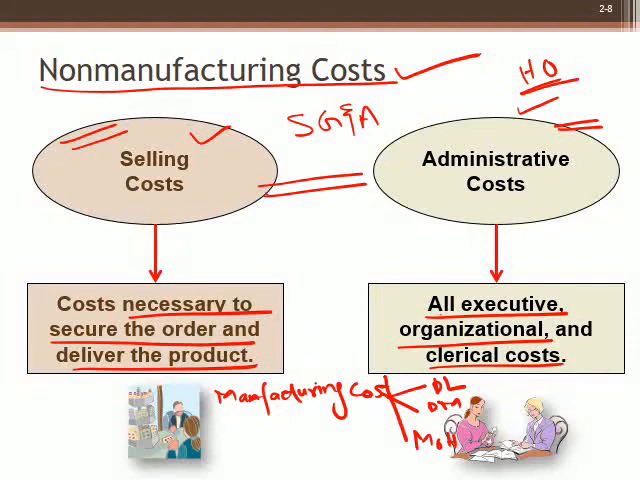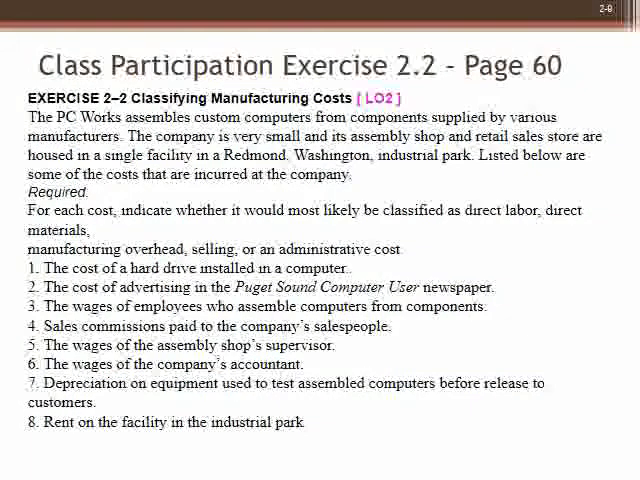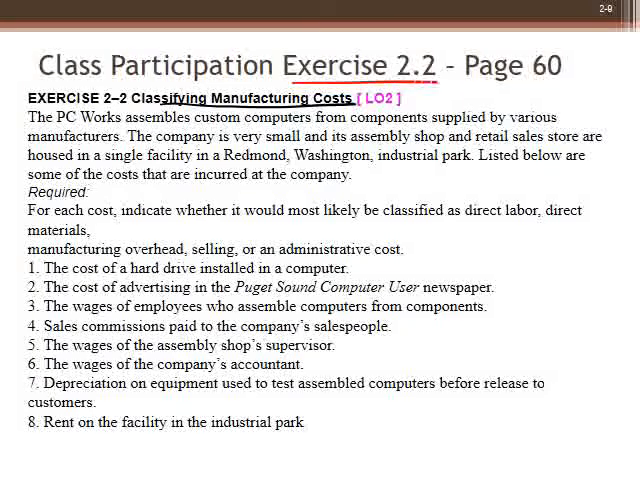So let's move further to understand classifying manufacturing cost. Here I have taken exercise 2.2 from your book on page 60. I'm going to give you 5 minutes. You can pause the video and read the whole question.